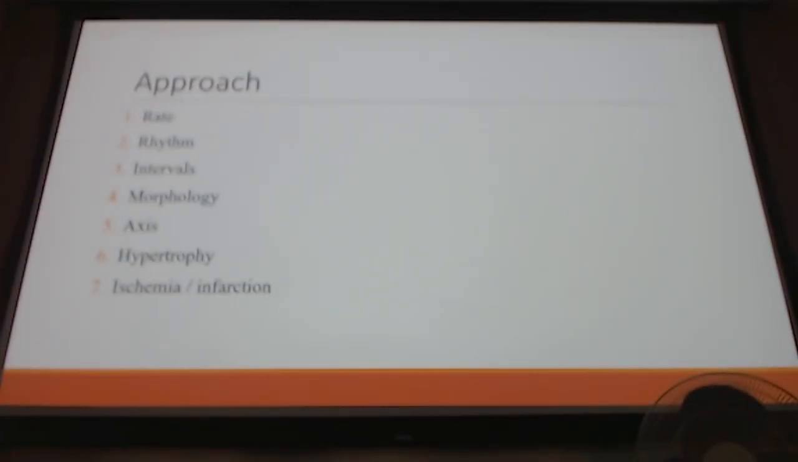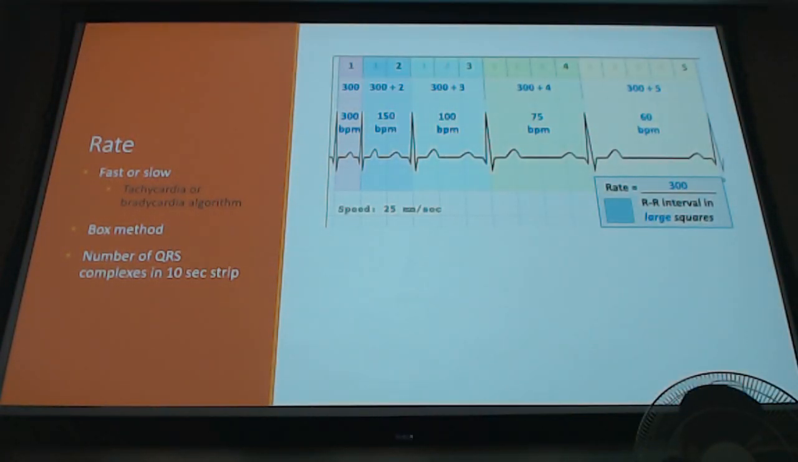And here's the approach. What's the rate, rhythm? Looking at my intervals, morphology, axis, is there hypertrophy, ischemia, infarction? And we do it a little bit differently in the ER, so we look at it like, is it too fast? Is it too slow? Is it regular? Is the QRS wide or narrow? And then we look for deadly arrhythmias or signs of ischemia or infarction is what we're looking for in the ER.